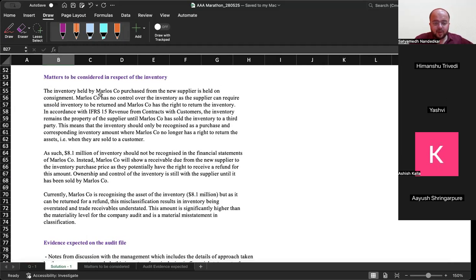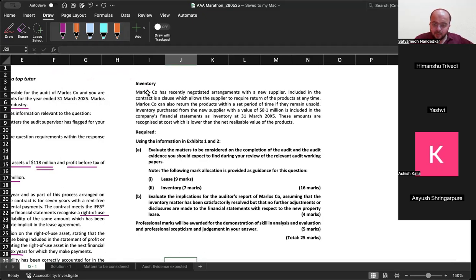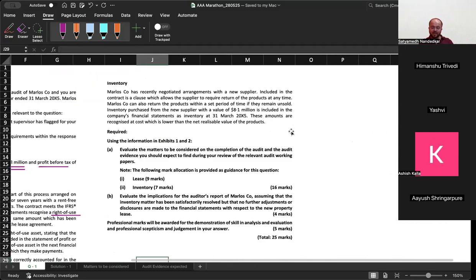The inventory held by Marlowe's company purchased from the new supplier is held on consignment. ये कौन सा arrangement है? Marlowe's company has an arrangement with a new supplier. Included in the contract is a clause which allows the supplier to require return of the products at any time. So supplier has given the goods to Marlowe's. ठीक है, Marlowe's company को supplier has given something and he has the right as in he can force the other party to return the products at any time. Marlowe's company can also return the products within a set period of time if they remain unsold. Inventory purchased from the new supplier is 8.1 million included in the company's financial statements.